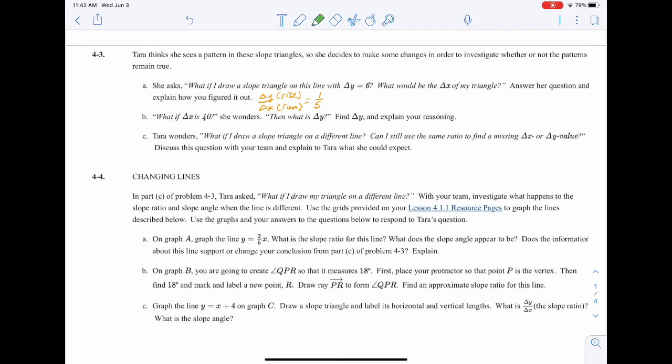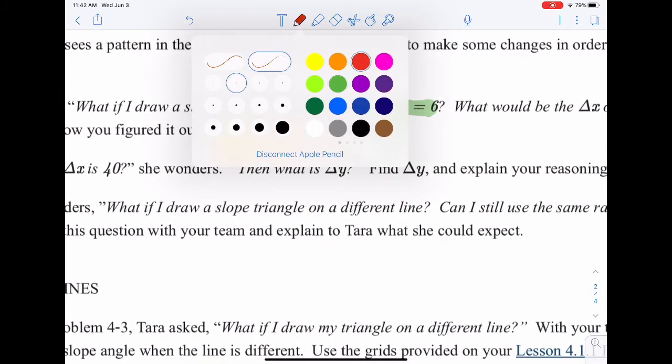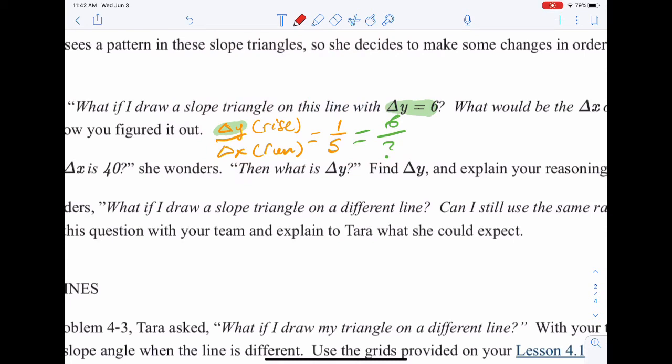So Tara asks, well, what if the change in y is 6? What is the change in x? And so the change in y, remember, is the rise, the top number. And so they're saying, well, if that is 6, what is this? So we can take a look at this, and knowing that if those two fractions are equivalent, we can try and identify what is the scale factor between those slope triangles. And we can see that by looking at what happens to get from 1 to 6.